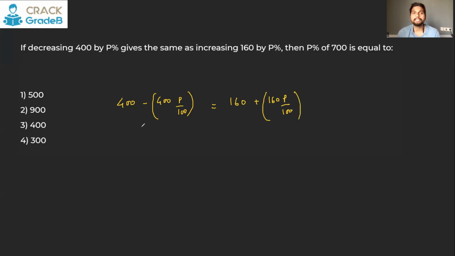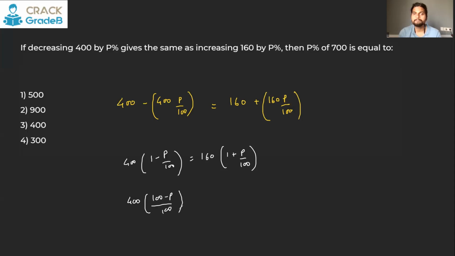What you can do is you can just take 400 common from here. What we are left with is 1 minus P upon 100. And if from here you take 160 common, we are left with 1 plus P upon 100. Now again, you can simplify it. It will become 400 into (100 minus P) upon 100 is equal to 160 into (100 plus P) upon 100. The 100 will get cancelled. 0 can get cancelled like this. And then this is 4 times, or directly we can say 8's 2 times and 8's 5 times.